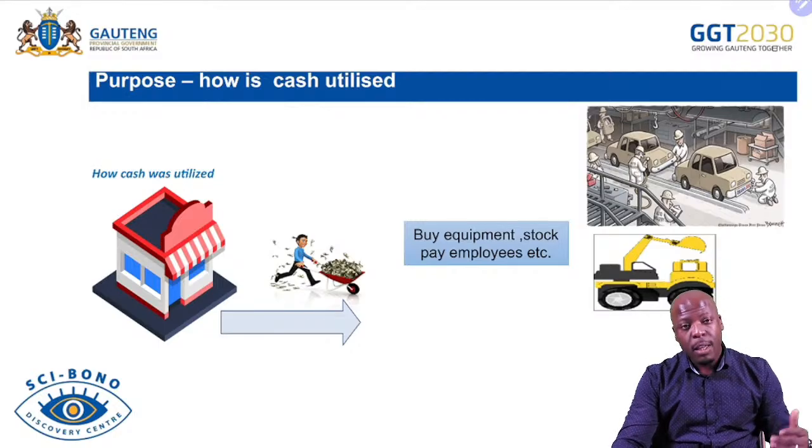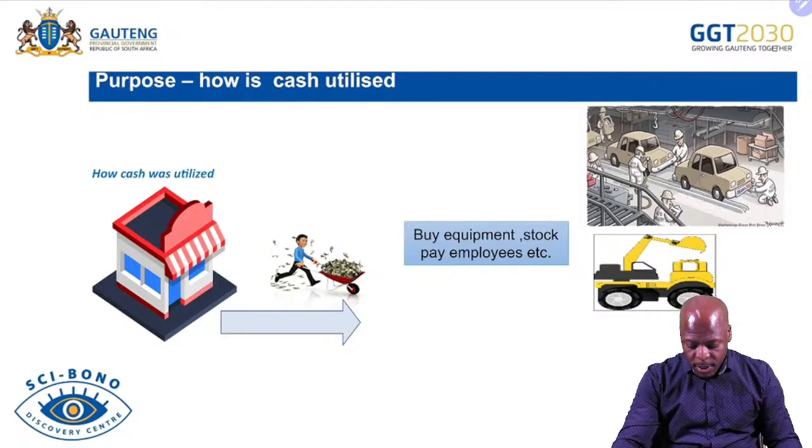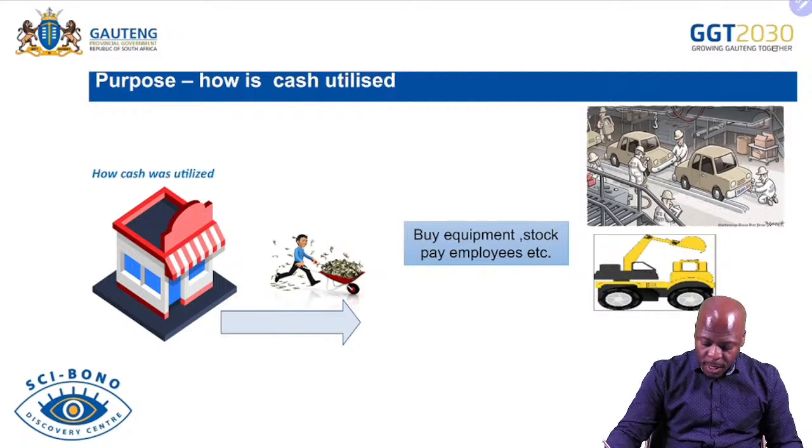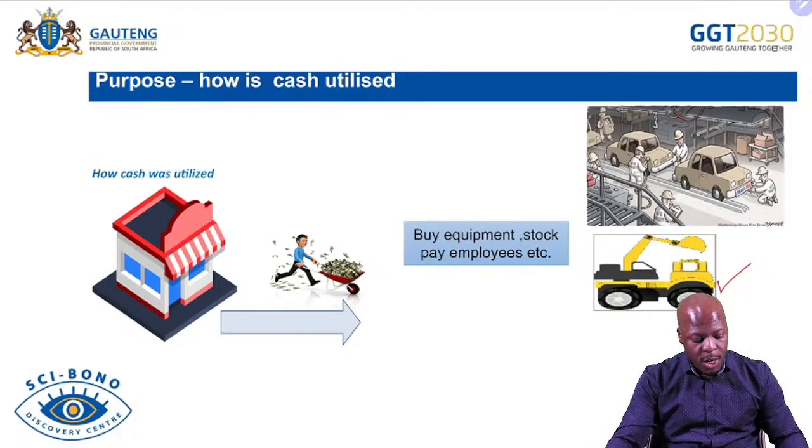So we'll look at the cash being generated and how that cash which we have generated is then utilized in a business. You'll find, as you see on your screen, that if a business has generated cash, they will use that cash that they've generated to buy equipment, to buy things such as your stock, and even to pay employees. As you can see here, we have machinery that the business would have acquired, as you see over there. That is how the cash of a business is utilized.